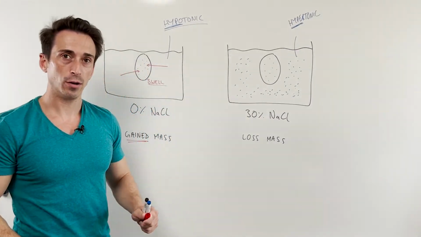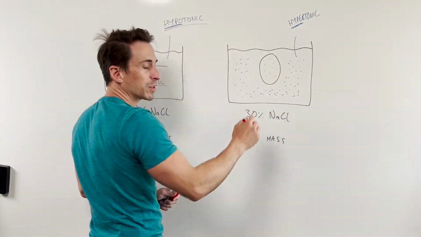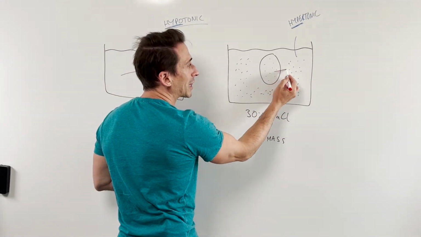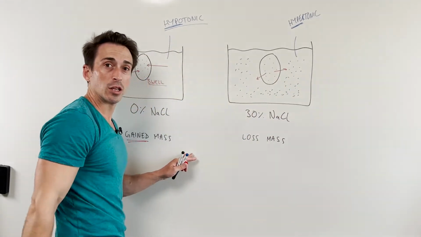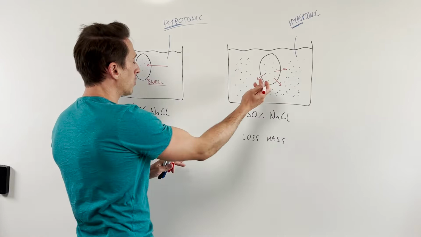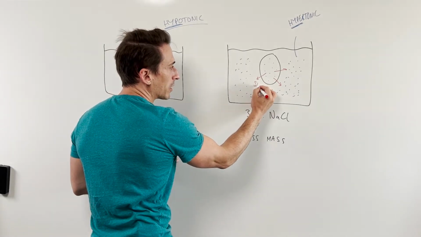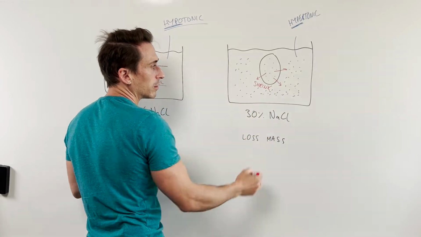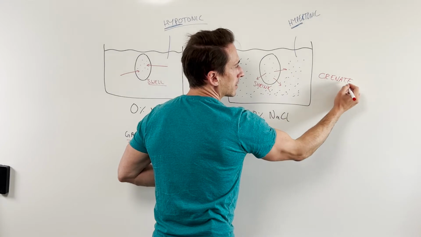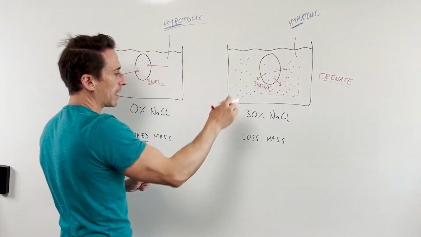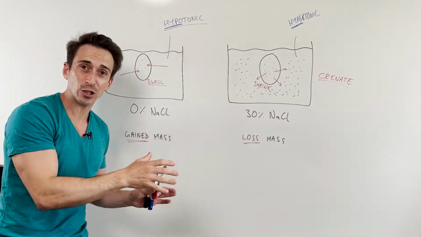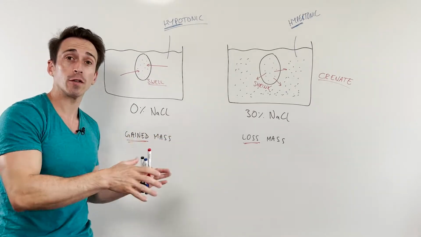In this scenario, there's a higher concentration of stuff outside. So we want to balance it out. So the water will move out to try and dilute that concentration. So the water moves out to dilute the concentration to try and make it more similar. So that means it loses, it shrinks, right? The term we actually use is crenate. It will crenate. That's another word for shrink. So that when we take it out and measure it, what happens? It loses mass. So this is actually the application of osmosis in the context of tonicity.